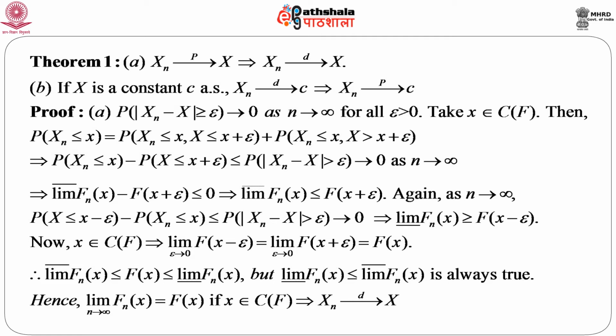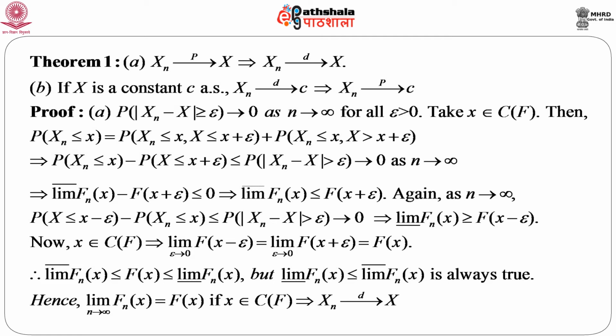Now, the last term, that is probability mod X_n minus X greater than epsilon, goes to 0, because the given condition says that X_n converges in probability to X. So, this goes to 0 as n goes to infinity. Now, if we take the lim sup over n, then lim sup of F_n(x) minus F(x plus epsilon). Naturally, F(x plus epsilon) has no n involved in this expression. So, this is less than or equal to 0, which implies lim sup of F_n(x) is less than or equal to F(x plus epsilon).